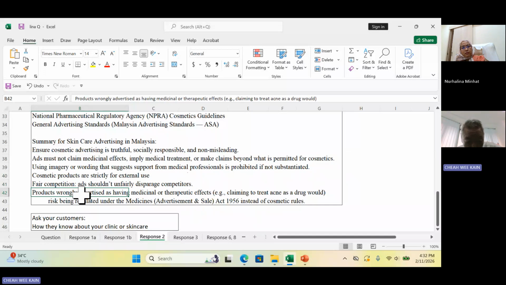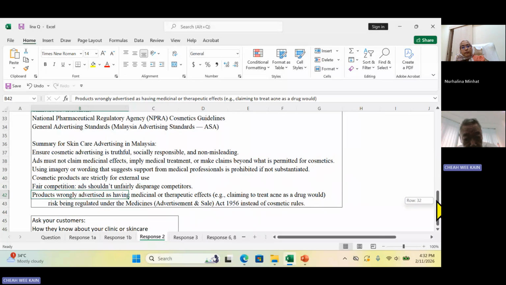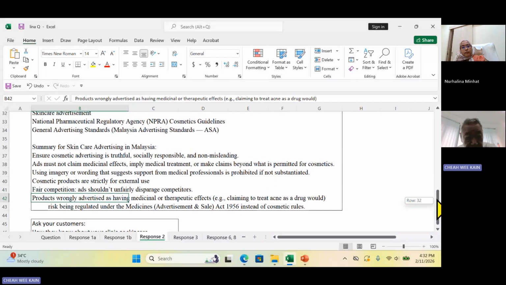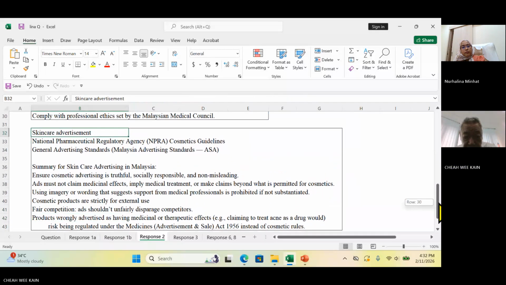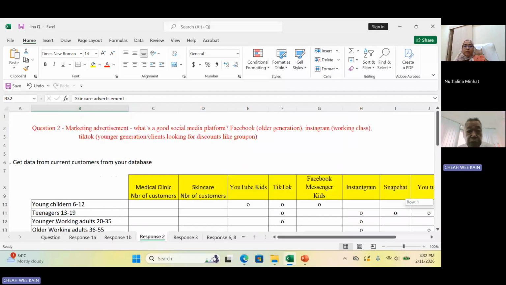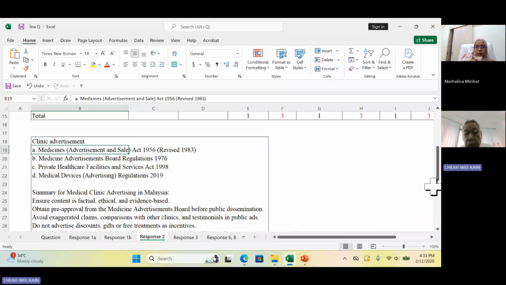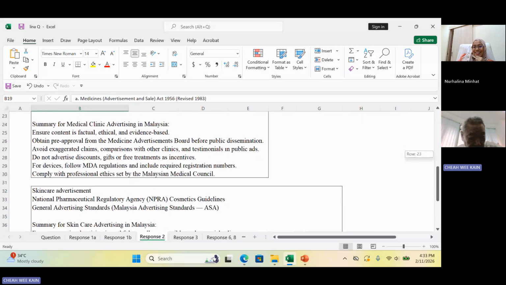So products wrongly advertised as having medicinal effect, for pimples for example, risk being regulated under this act now. If you put your advertisement as a medicine, it won't be under skincare advertisement. It will be under this advertisement, and for this advertisement, you must get pre-approval. I hope you can understand this one. Any questions so far?